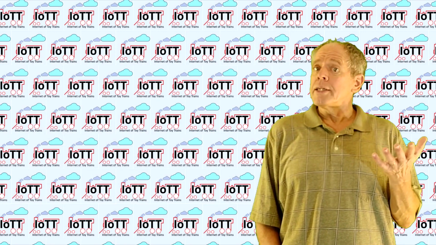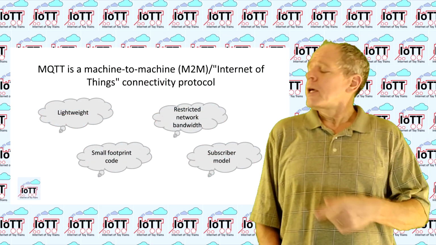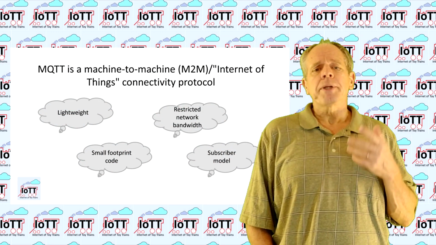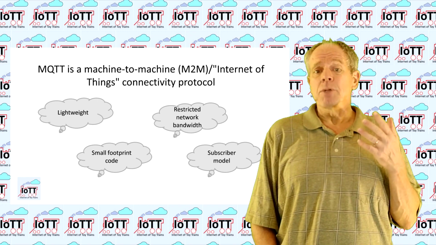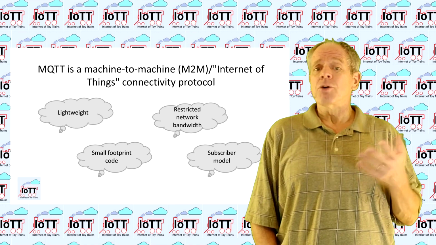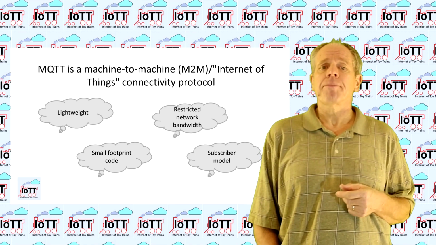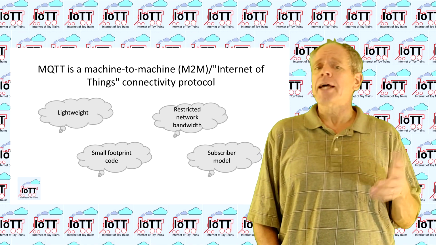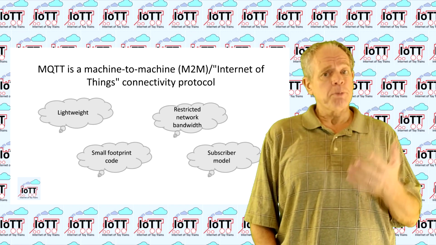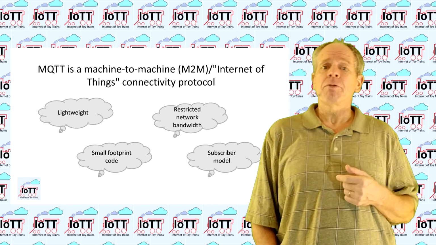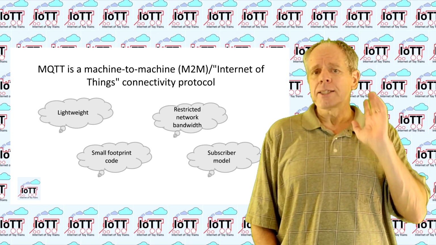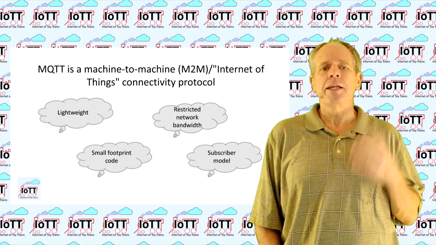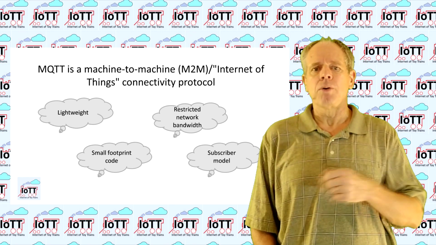Let's get started. So, what is MQTT? Here is an explanation from the MQTT.org webpage. MQTT is a machine-to-machine Internet of Things connectivity protocol. It then goes on with terms like lightweight, small footprint code, restricted network bandwidth, subscriber model, and so on. You can study that technical stuff for yourself. I leave you some links in the description below.